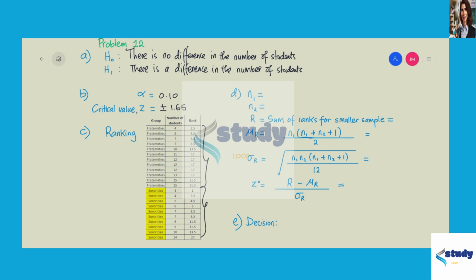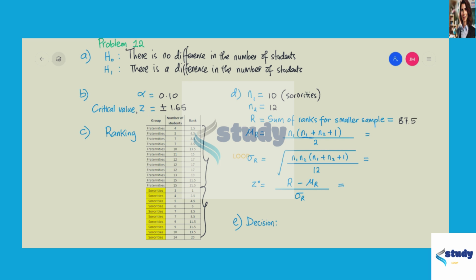Next, we check N1. N1 is the sample size for the smaller of the two groups, and N1 is 10, which in this case is coming from the samples that are sororities. N2 is 12. That's for the fraternities. Next, we sum up the ranks for the sororities, being the smaller sample of the two, and R equals 87.5.